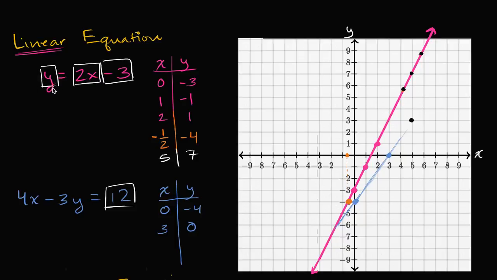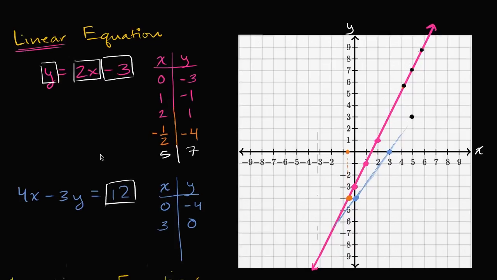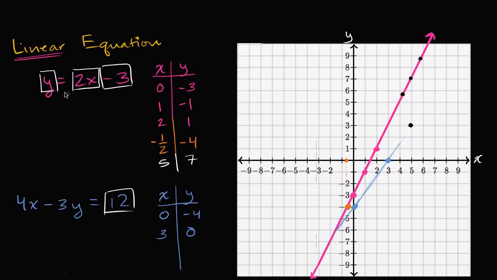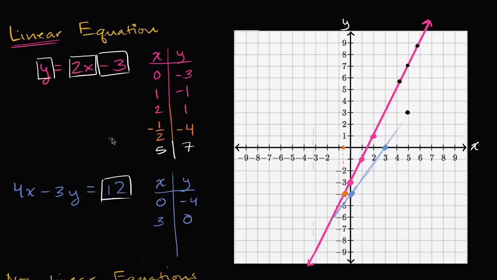We're not dividing by x or y. We don't have a term that has x to the second power, or x to the third power, or y to the fifth power. We just have y to the first power. We have x to the first power. We're not multiplying x and y together like we did over here. So if every term in your equation on either side is either a constant, or just some number times x, just x to the first power, or some number times y, and you're not multiplying your x's and y's together, you are dealing with a linear equation.